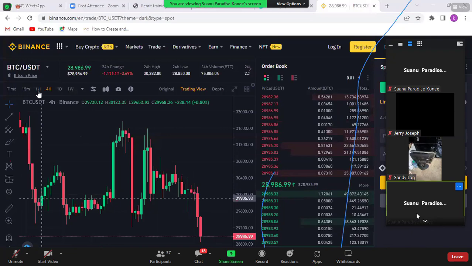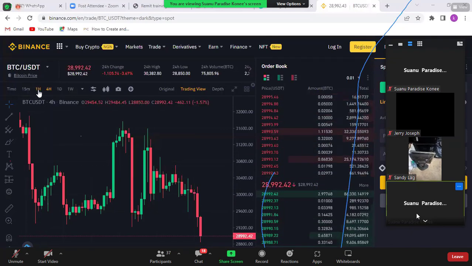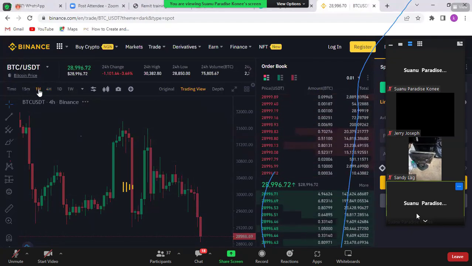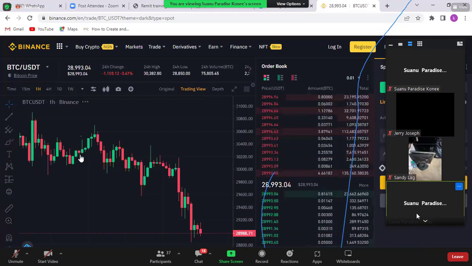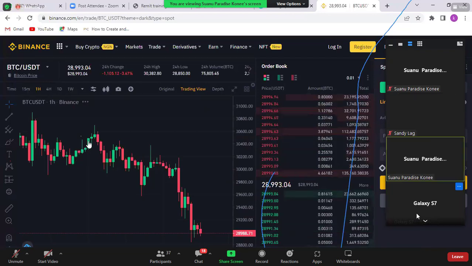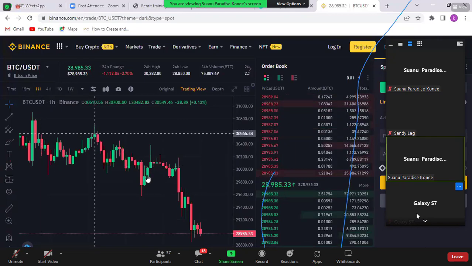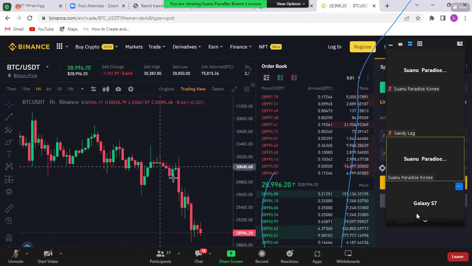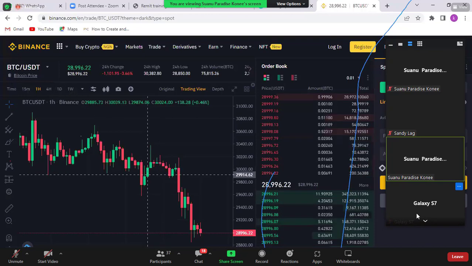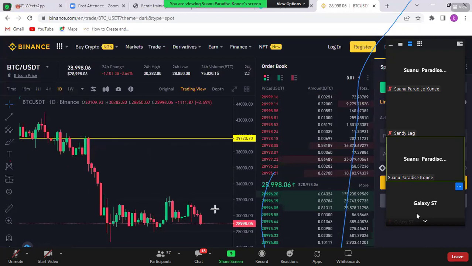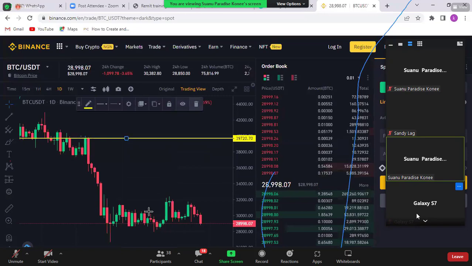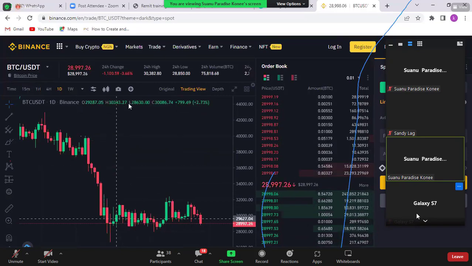Right? Now, let's assume I click on 1 hour right here. This represents that all these candlesticks are 1 hour. That is what this represents. And when I click on 1 day, it means that all these candlesticks represent 1 day.